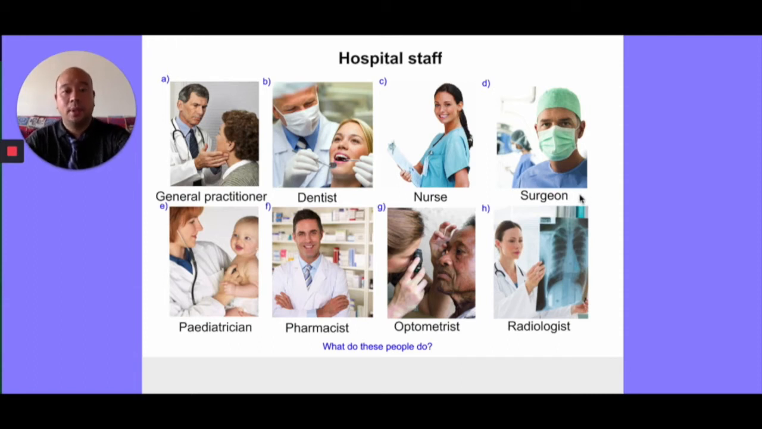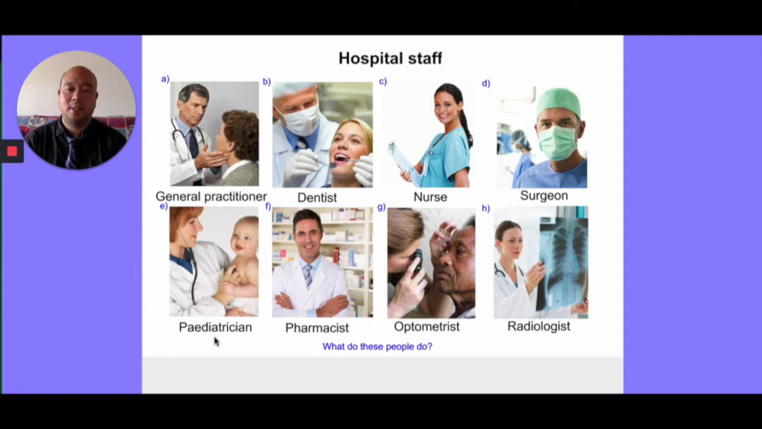The surgeon. The surgeon is a very special doctor who carries out operations. So people who have some more serious health problems, for example, if they need some kind of transplant, like a heart transplant, then the surgeon will be the person who will conduct this kind of operation. The pediatrician. So as we can see in the picture, the pediatrician is holding a baby. So that means pediatricians, they specialize in health problems related to children.